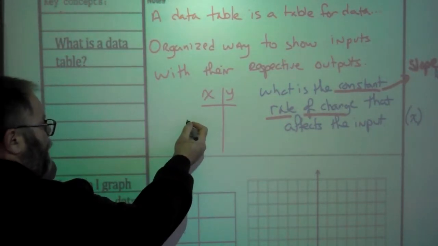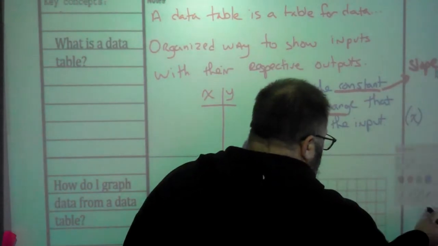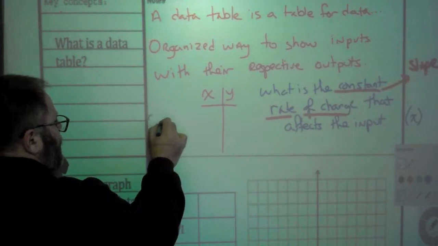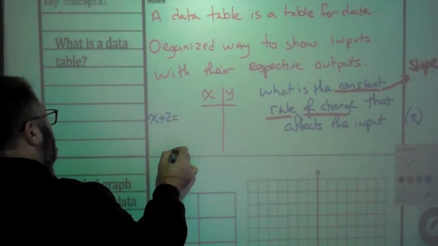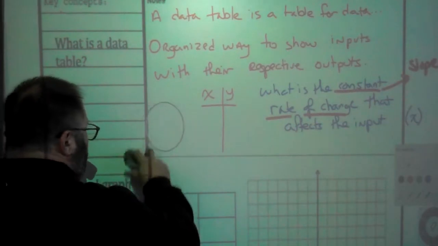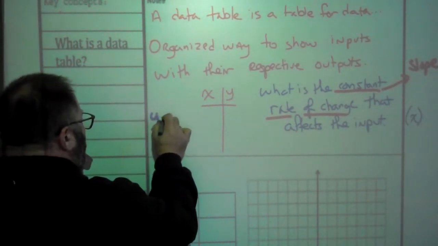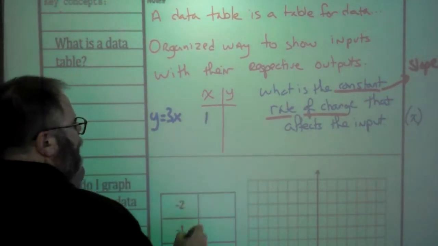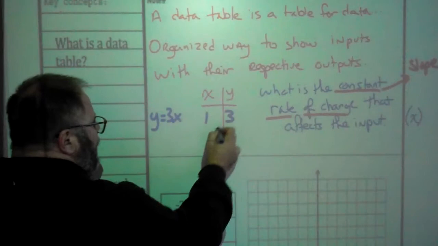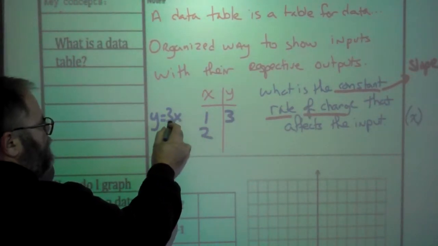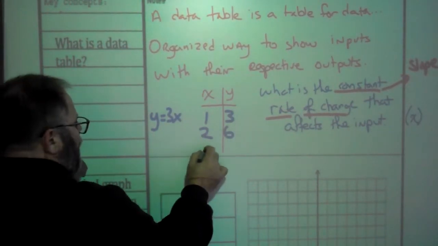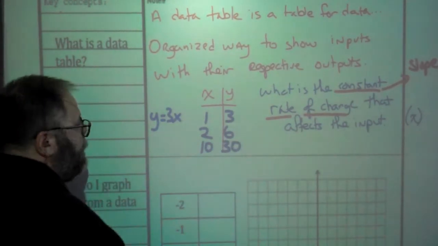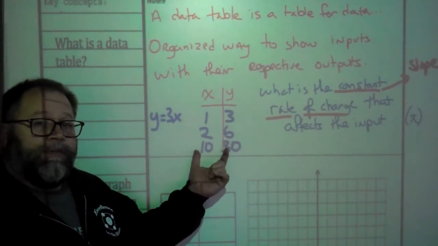So if I just do something very simple over here, let me get one that has a slope, y equals 3x. So if I put 1 in for x, 1 times 3 gives me 3. If I put 2 in for x, 2 times 3 gives me 6. If I put 10 in for x, 3 times 10 equals 30. So there's our data table, right?